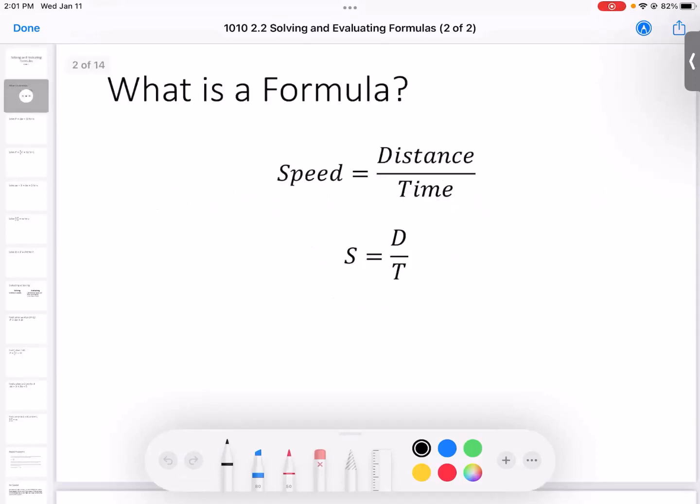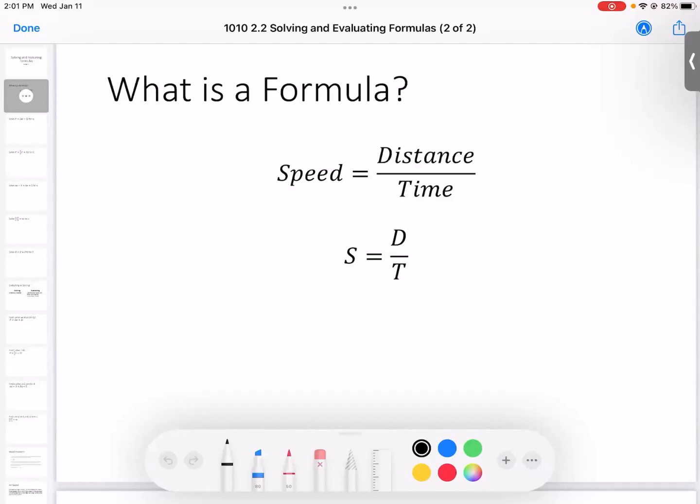Our lesson is about solving and evaluating formulas. First of all, let's quickly review what a formula is. This is a very common formula: speed equals distance divided by time. Say, for example, you drove 300 miles in 6 hours. If you do 300 miles divided by 6 hours, that tells you you're going 50 miles an hour.